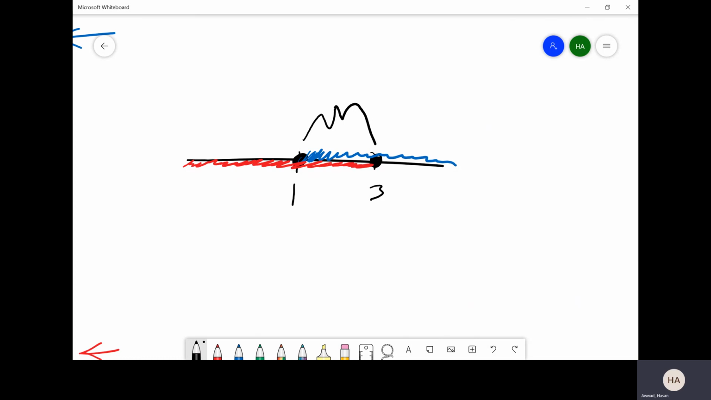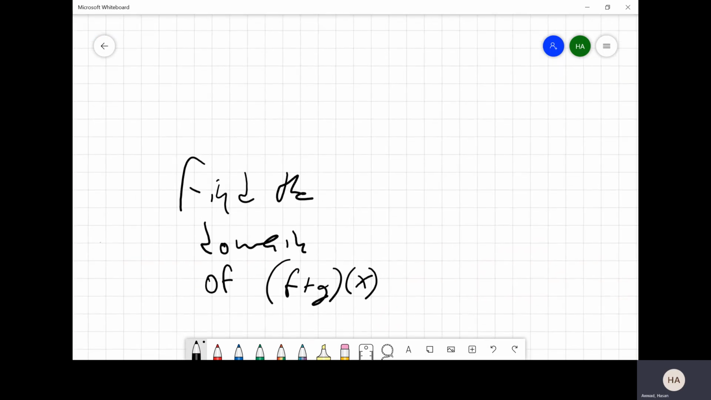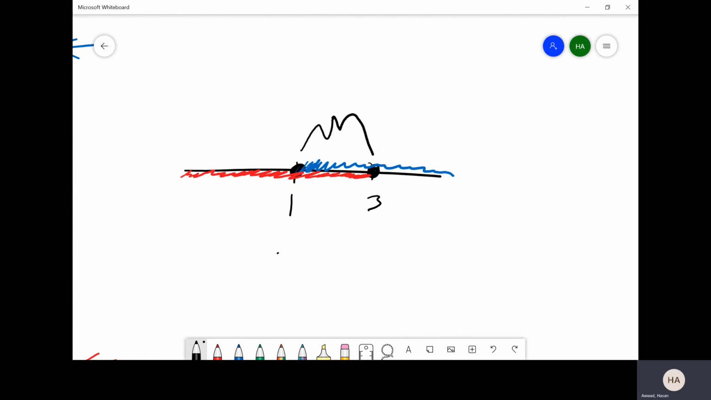And because both of your endpoints are included here, your final domain for the domain of f plus g of x is from 1 to 3, including those endpoints. So you're talking about all of the numbers between 1 and 3. And remember, we're not just talking about integers, right? So don't be fooled. We're not just talking about 1, 2, and 3. There's also 1.25, 1.5, so on and so forth. There's infinitely many numbers between 1 and 3. They just happen to be fractions.